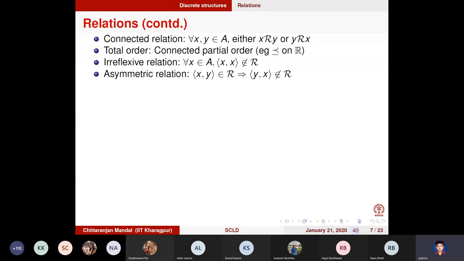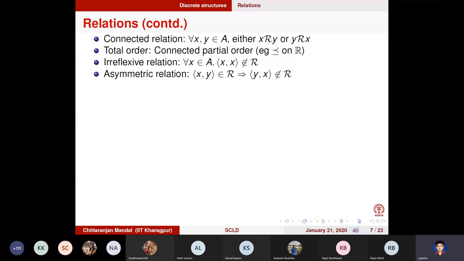Now let us look at another kind of relation, which is a slightly more restricted version of a partial order relation. We call a relation a strict order if it is irreflexive, meaning for all x, x is not related to itself, and asymmetric: if x is related to y, then y cannot be related to x.